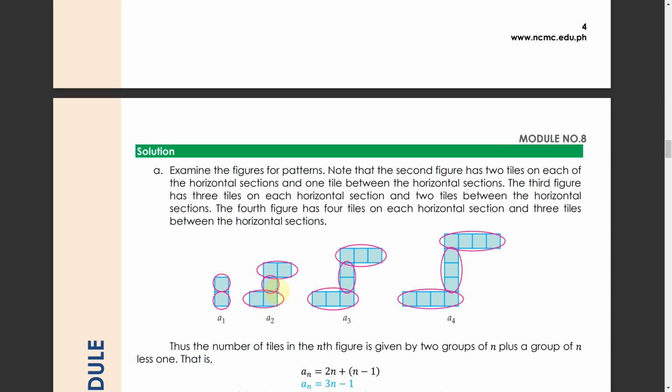Then in the second figure, we have two horizontal rows, each composed of two squares. We have one here, then this is your second horizontal, and there is one tile between them. Then in the third figure, there are 3 tiles on each of these horizontal sections, and the tiles in between become two. So from the second figure to the third figure, one tile was added to each horizontal, the in-between tiles increased by one, and another horizontal row of tiles was added at the bottom.